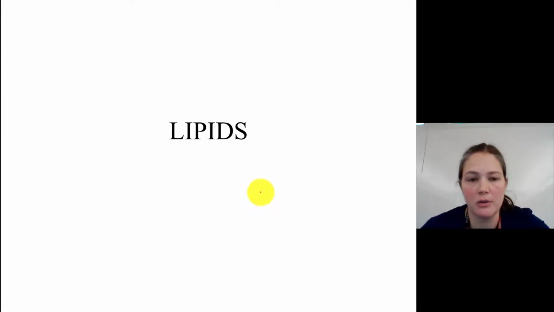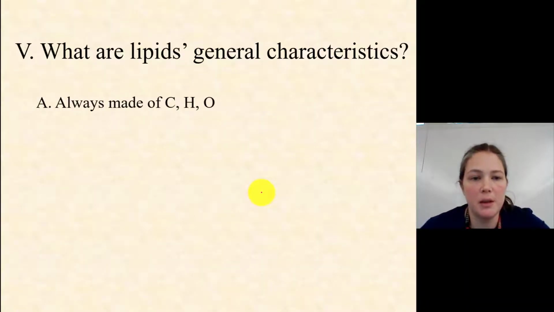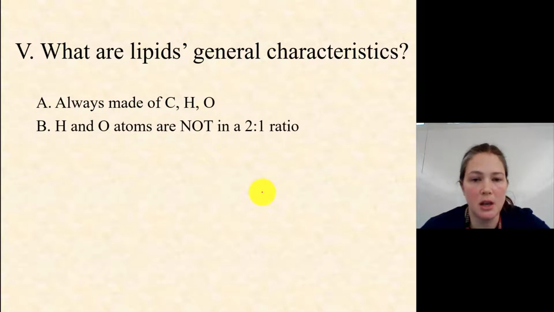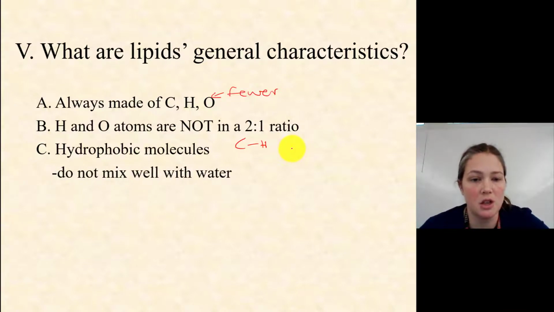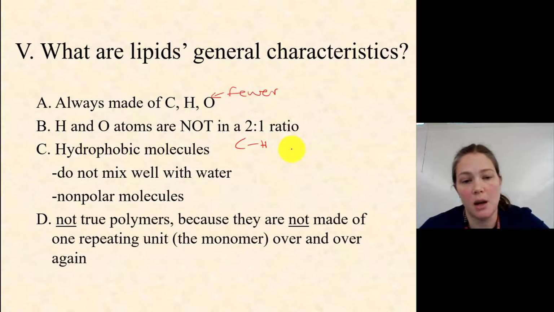Then we have our category of lipids. Lipids are also made of C, H, and O, but they are not in a 2-to-1 ratio. There's actually way fewer oxygens in lipids than there are in carbs. They are hydrophobic because a CH bond is hydrophobic. It's a non-polar bond, and lipids are mostly made of C's and H's. So they do not mix well with water.